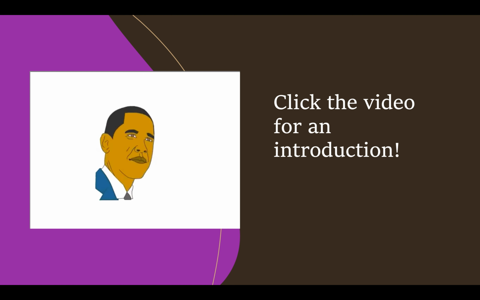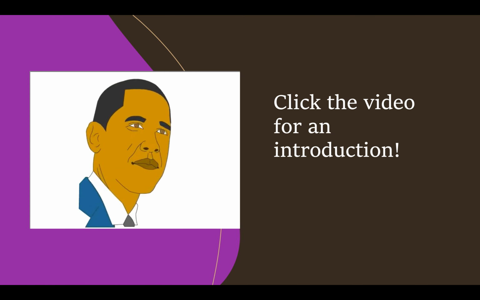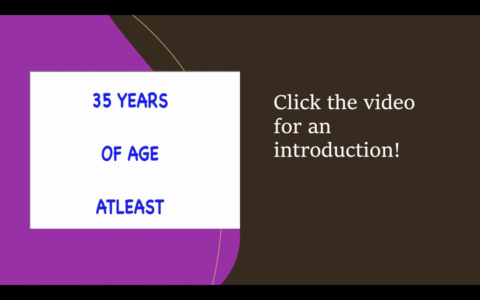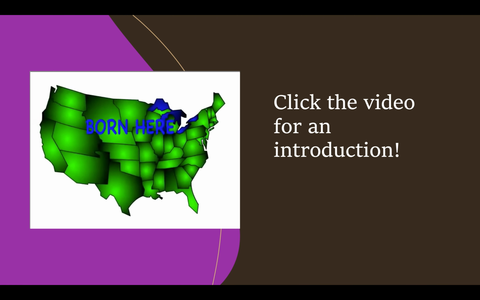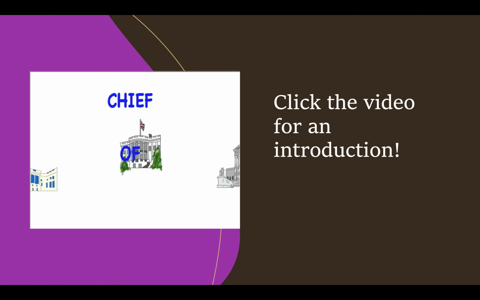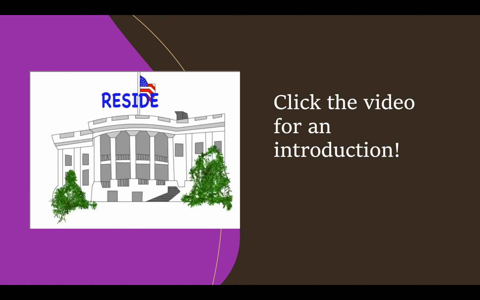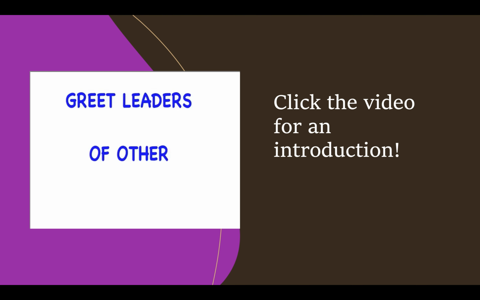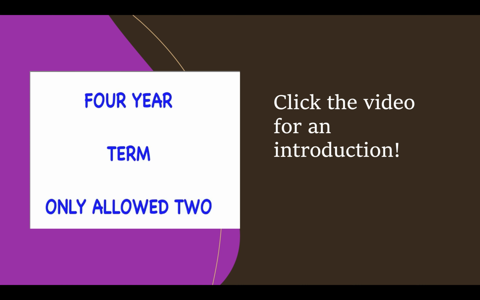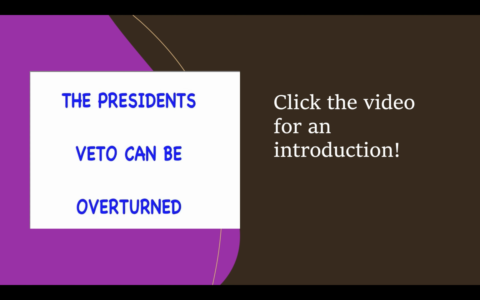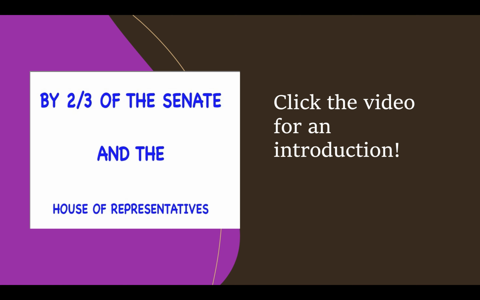The executive branch is the president. The executive branch is the president's. Qualification for presidency: 35 years of age at least, a natural born citizen, born here, must reside in the States for 14 years. Now the function of the president: chief of state, head of government, reside in the White House, commander-in-chief of our military, greet leaders of other nations, help create treaties and other negotiations. 4-year term, can sign a bill into law and veto bills too. The president's veto can be overturned by 2/3 of the Senate and the House of Representatives.